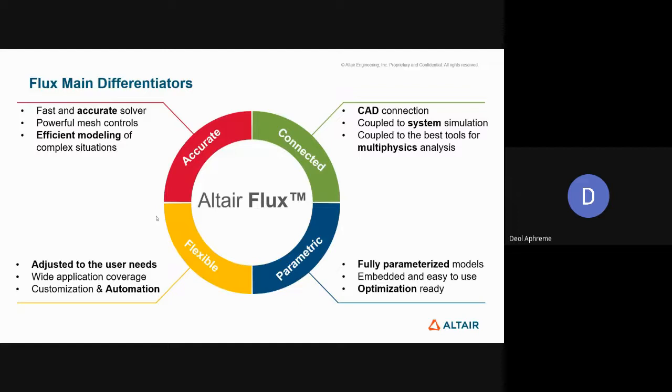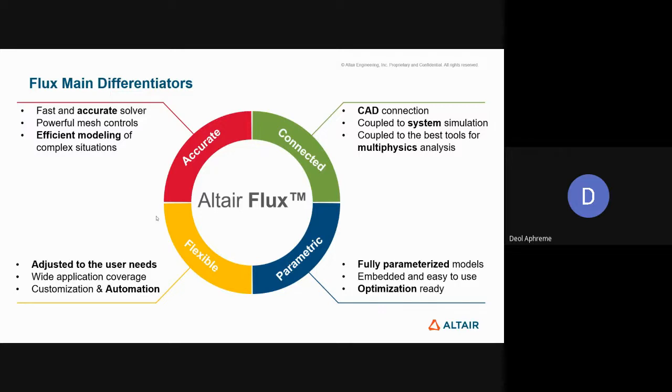So I believe I've covered all the bus bars, actuators and generators of the smart grid, the power grid equipment. Speaking about Flux, this is what sets Flux apart from all the other software that is out there. There are quite a few electromagnetic solvers, but Flux has a fast and accurate solver, and we have powerful mesh control which no other software is giving today, and we have efficient modeling of complex situations.